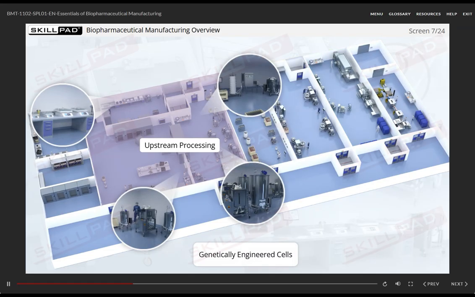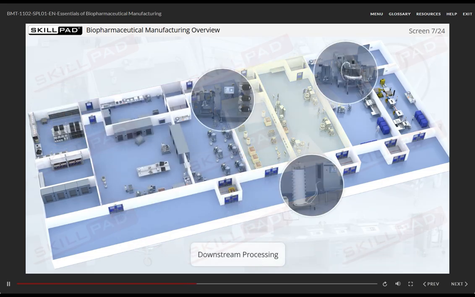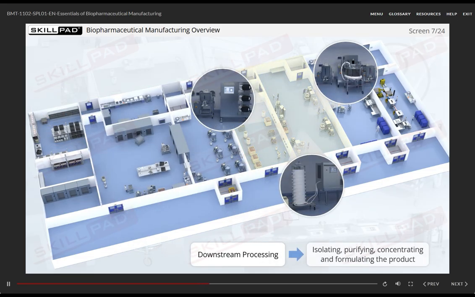In upstream processing, genetically engineered cells are grown under carefully controlled conditions to produce the target protein that will become the drug. Downstream processing involves isolating, purifying, concentrating, and formulating the product.